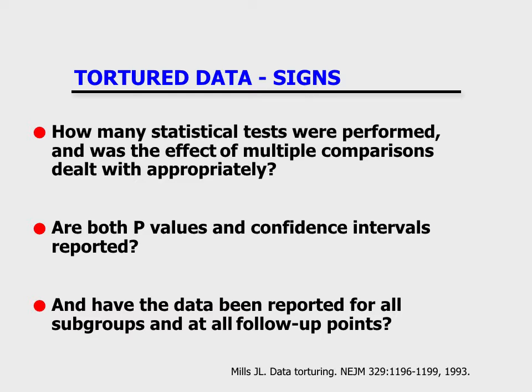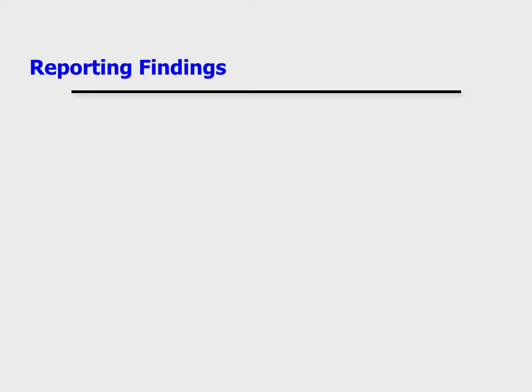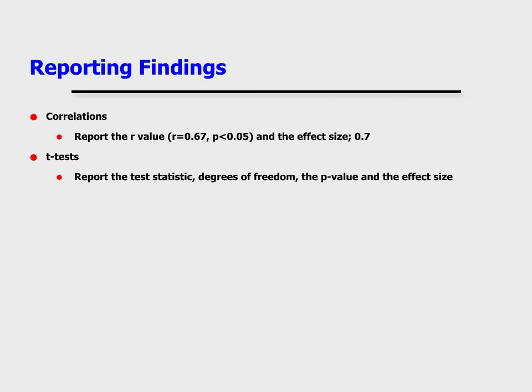Now, we understand that there are a lot of different ways to test data. There are a lot of different statistical methods we use. Obviously, there are a lot of things we look for, and there are ways to torture data as well. Let's look at how we actually report it. In correlations, we report the R value, the probability value, or p-value, and the effect size. And the effect size is more related to the power of the study than anything else. In t-tests, we report the test statistic, the degrees of freedom, the p-value, and the effect size. Although in some t-tests, we don't necessarily report the effect size, but the other ones we do.